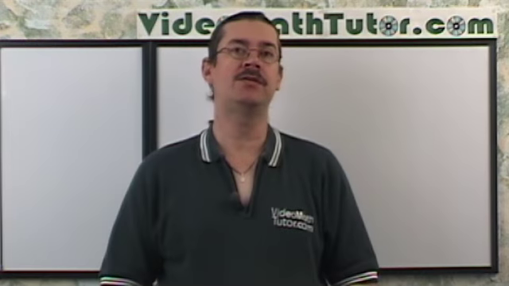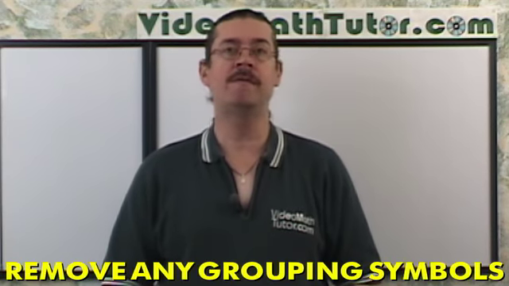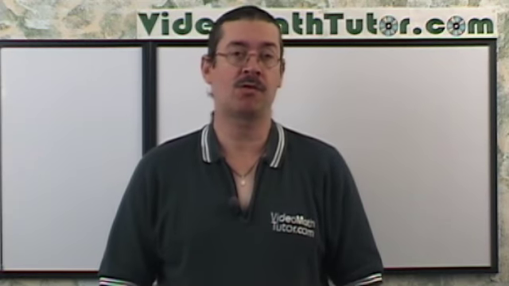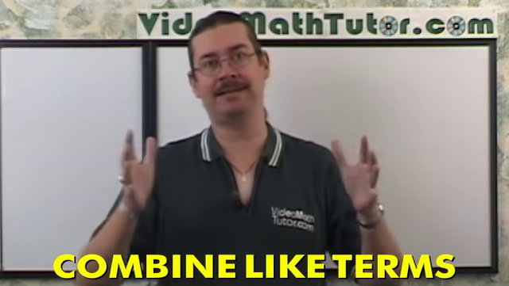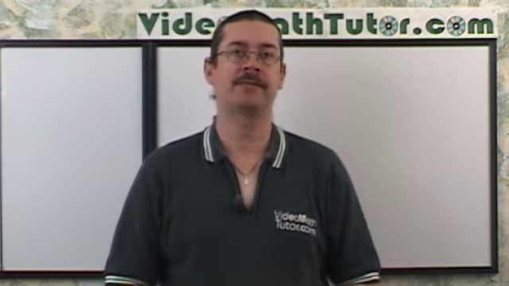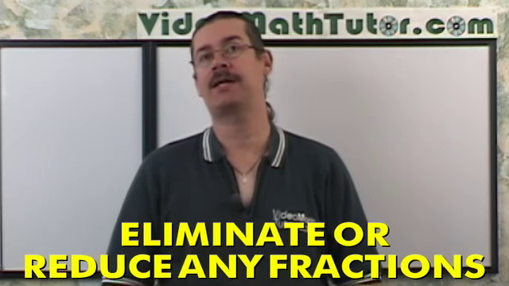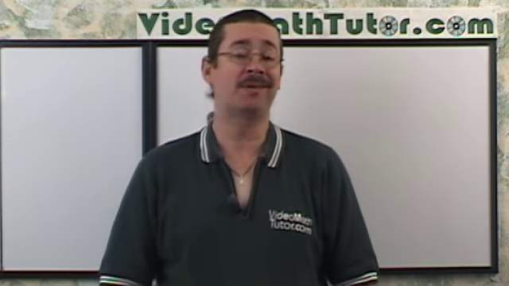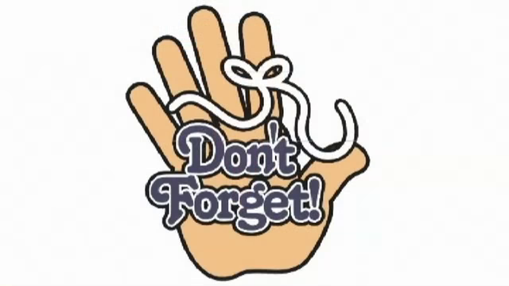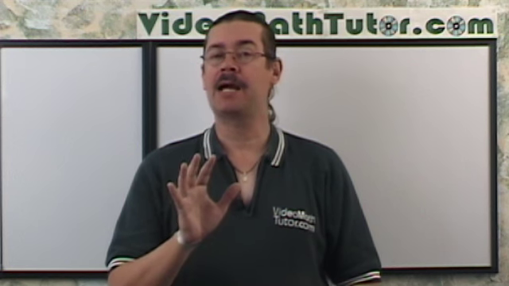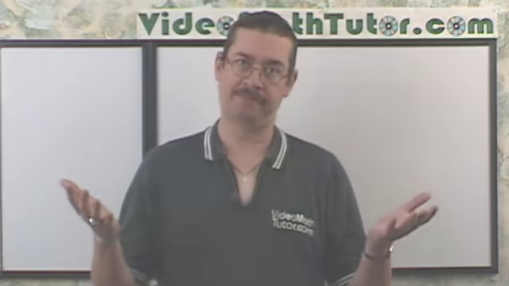There are a few techniques you can use to simplify your equations. The first one is just remove any grouping symbols you see. In other words, just apply the distributive law. Next, combine like terms. That's pretty straightforward. Also, eliminate or reduce any fractions in the equation simply by multiplying both sides by the LCD. Very straightforward. Don't forget, any arithmetic operation you do to one side of the equation, you must do to the other.